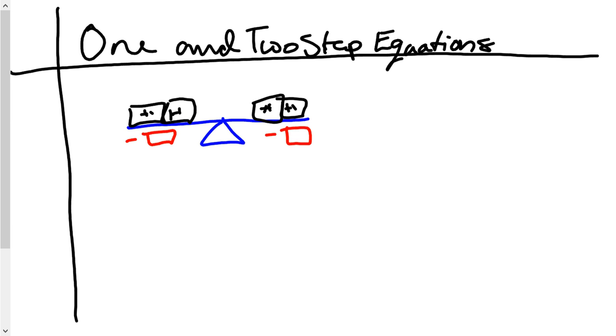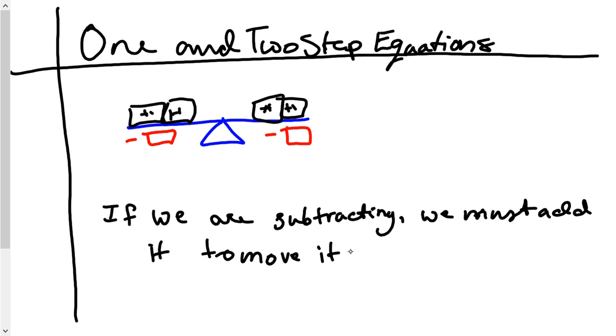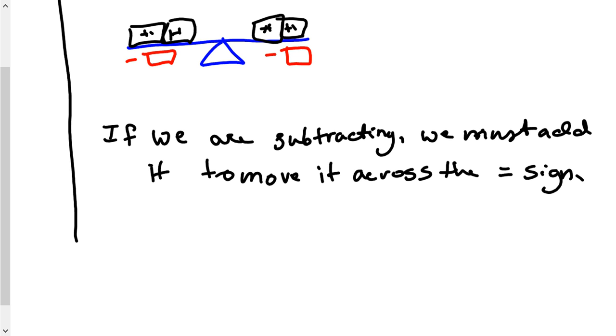So basically, we have to remember our opposites. So if we are subtracting something, we must add it to move it across the equal sign. So I think the best way to look at that is an example.